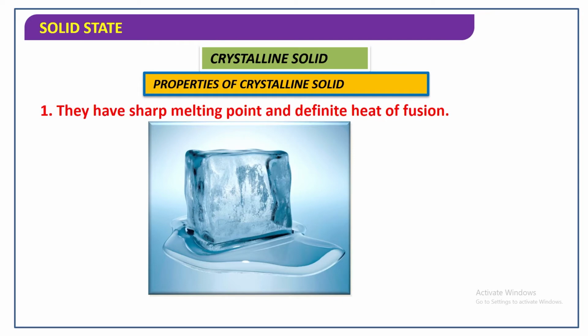They have sharp melting and boiling points. What does it mean? It means every sample of a pure substance taken melts and boils at the same perfectly sharp temperatures. Like pure water always boils at 100 degrees Celsius and melts at 0 degrees Celsius.